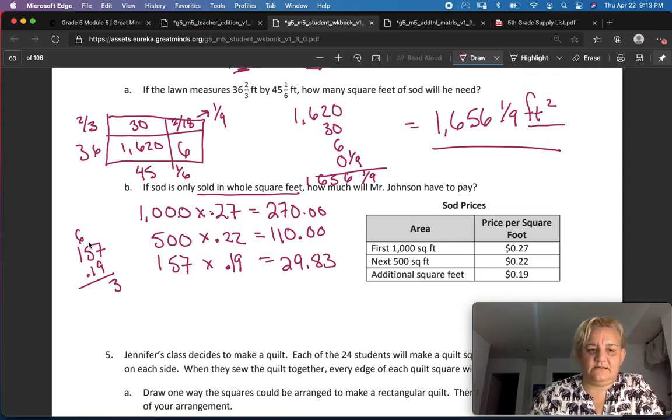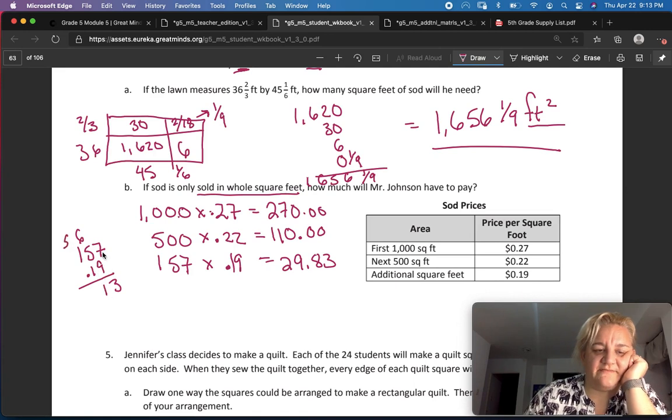Is that right? 45 plus 6. Yes, okay, 45. Yeah, I am getting tired. Ooh, I should not do this late at night. 45 plus 6 is 51. Carry the 5. 9 times 1 is 9. Plus 5 is 14. Okay, and then drop a 0.